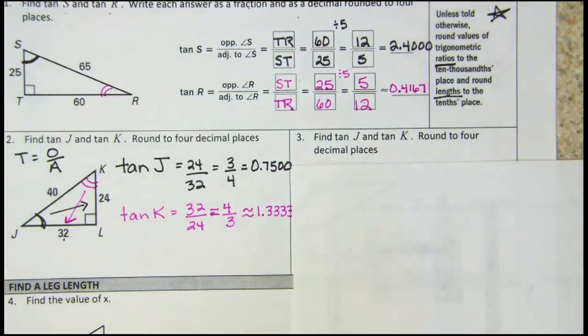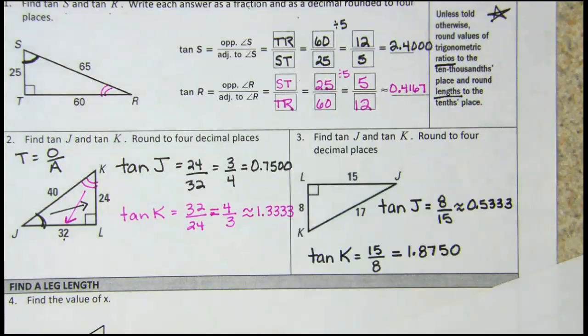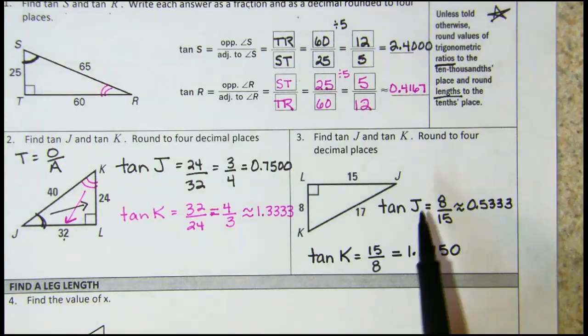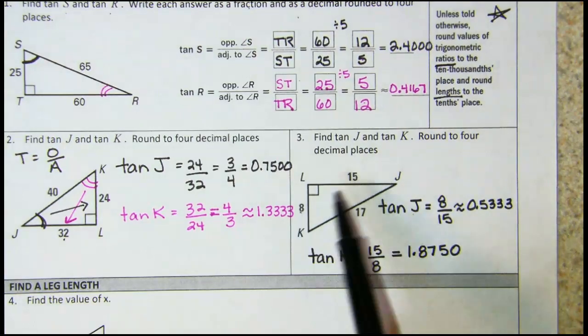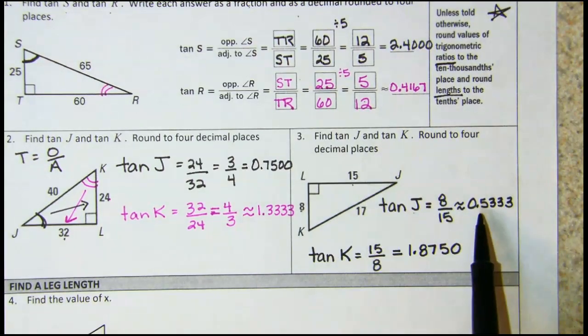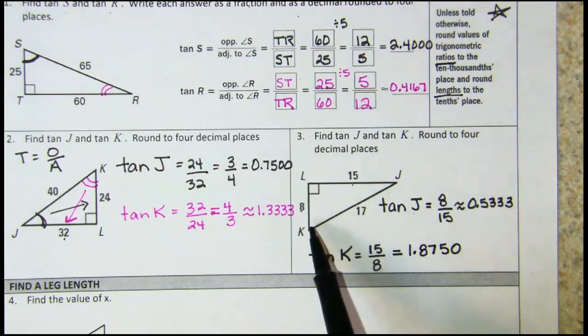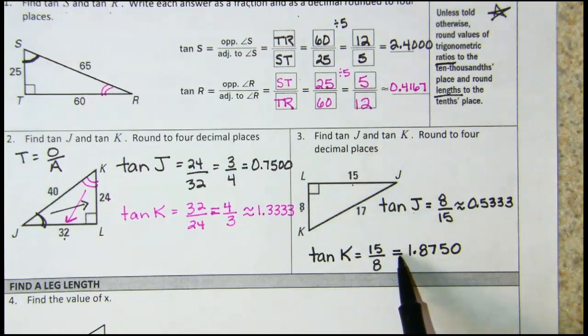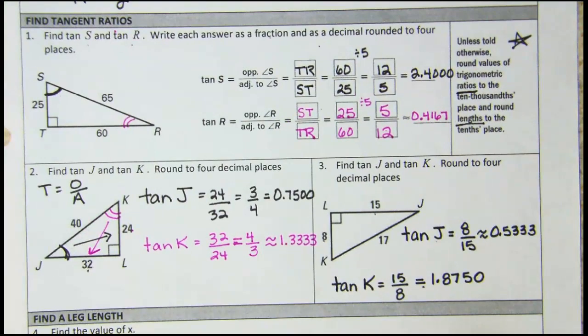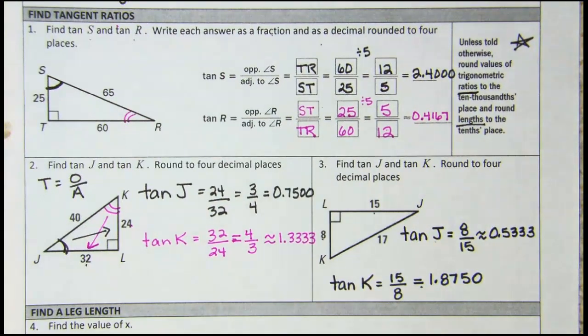Now for number 3, let's see if you've got tangent J and tangent K correct. So first let's look at tangent J. I have tangent J, opposite over adjacent, and it came out to be approximately 0.5333. Switch that reference angle to K. I did opposite over adjacent, and this one equals 1.8750.